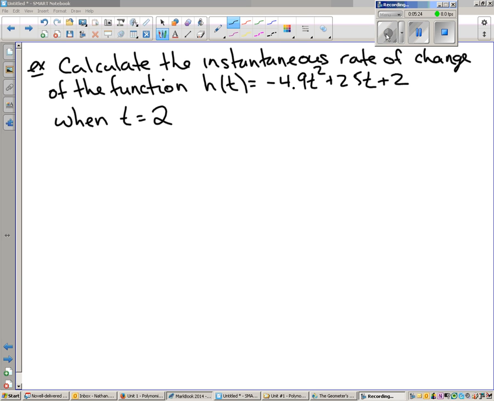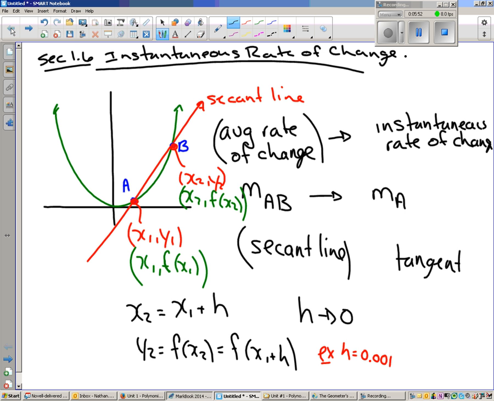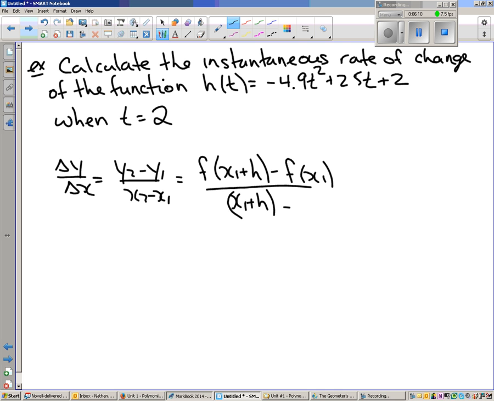Okay, so if we recall from Friday and even earlier today, what's the equation for slope? It's y2 minus y1 over x2 minus x1, and we change that into function notation and put everything in terms of x1. So we could write that as f of x1 plus h minus f of x1 over x1 plus h minus x1. So we did that on Friday.